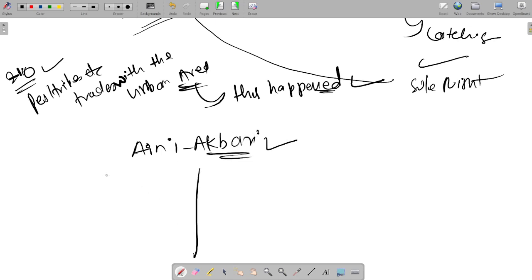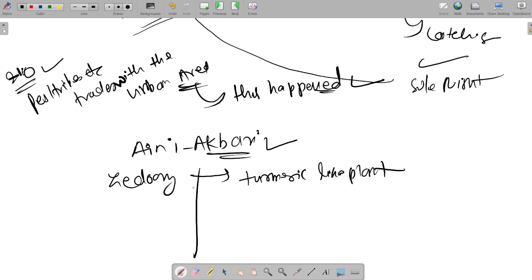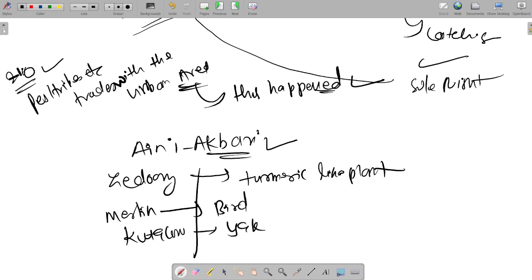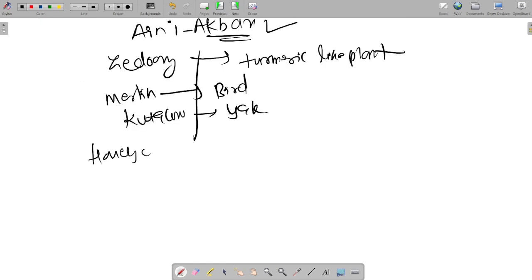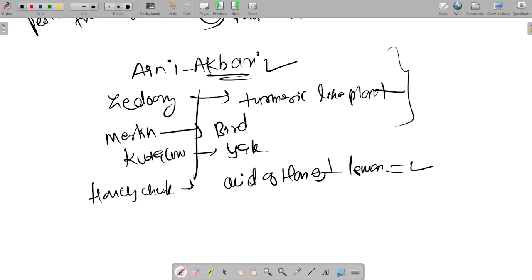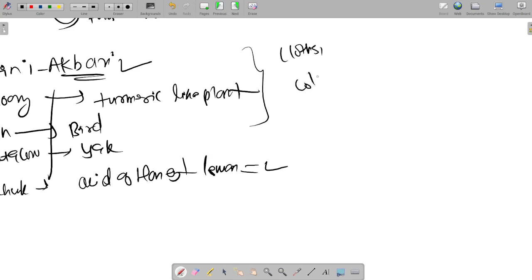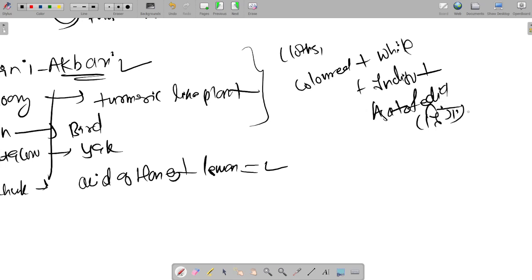The tribals brought items like ziduveri, which is a turmeric-like plant, merlin, which is a bird, kutakao, which is a yak, honeychuck, which is the acid of honey plus lemon boiled together, and they took colored clothes plus white clothes plus indigo plus asafoetida, that is hing, plus ornaments to their hills.